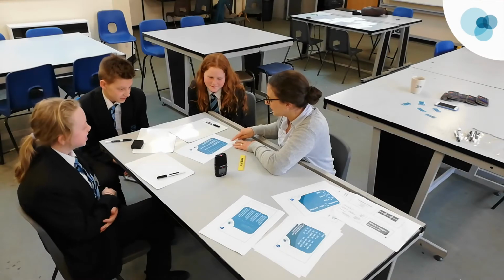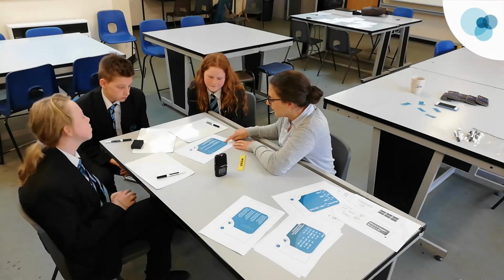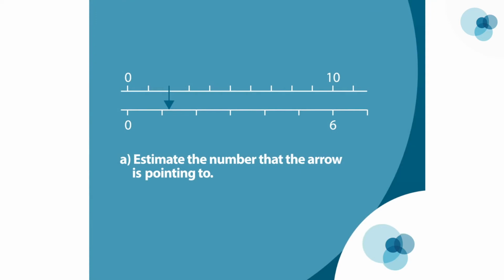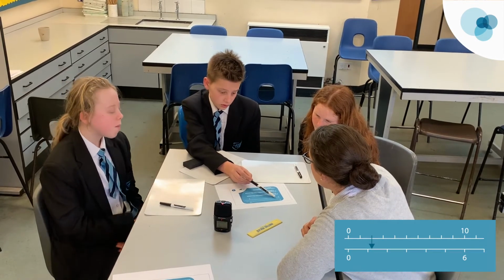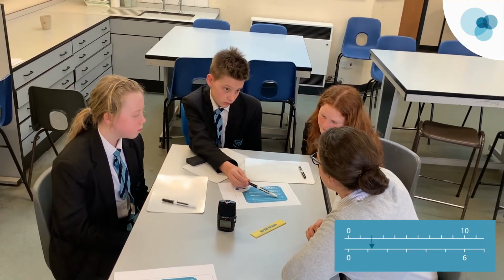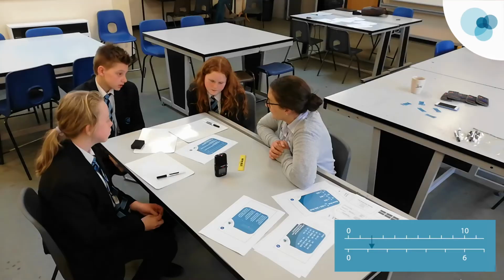Can you have a look at these two number lines and tell me what you think the arrow could be pointing at? 1.2. Why do you think that? Because you need to estimate if it's closer to the 1 or closer to the 2. It's obviously closer to the 1, so you start from there and then you can approximately tell how much more there is. Good, thank you.